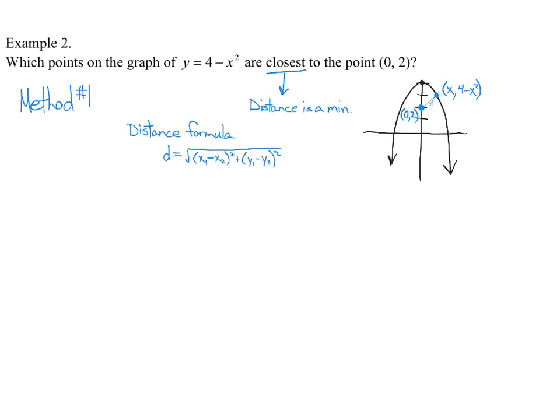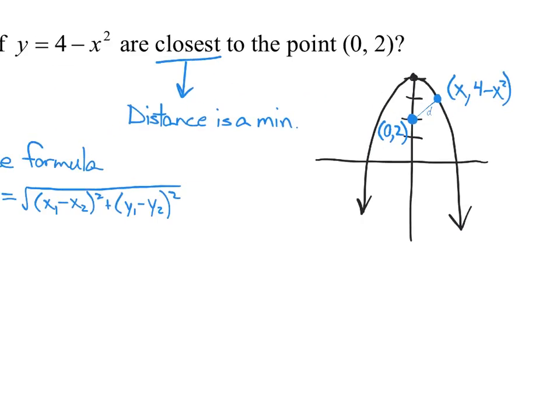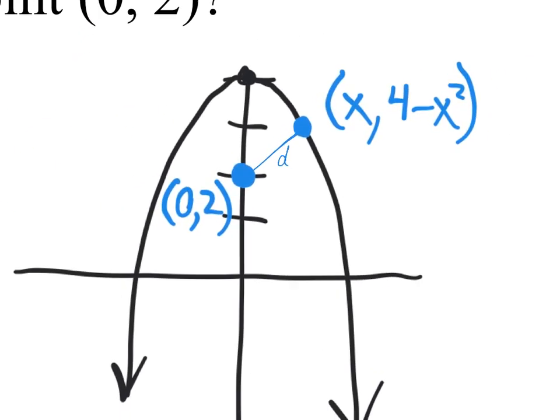One takes a little bit more finesse, and you'd have to really think outside the box here. I'll show you that one second. The more straightforward method here is to think about what it means to be the closest. It means that our distance is the shortest. So if I want the distance between the point (0, 2) and some point on the graph, that's what I'm looking at there.